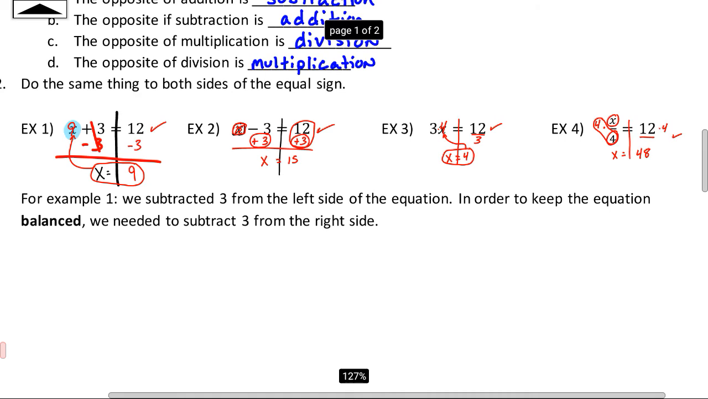So these are very simple one-step equations. Okay, we're starting with the basics. So it says, for example 1, we subtracted 3 from both sides. You see here. In order to keep the equation balanced, we subtracted from the left side, so to keep it balanced, we need to subtract it from the right side. So the big thing is, do the same thing on both sides.